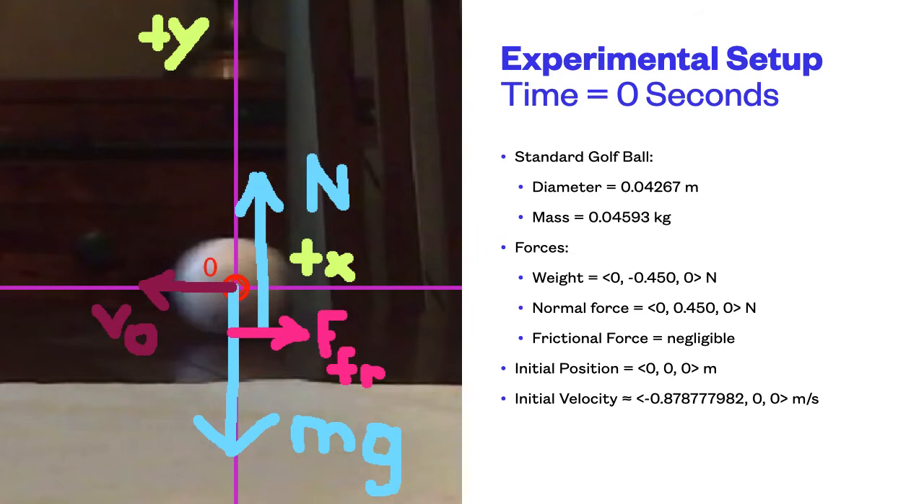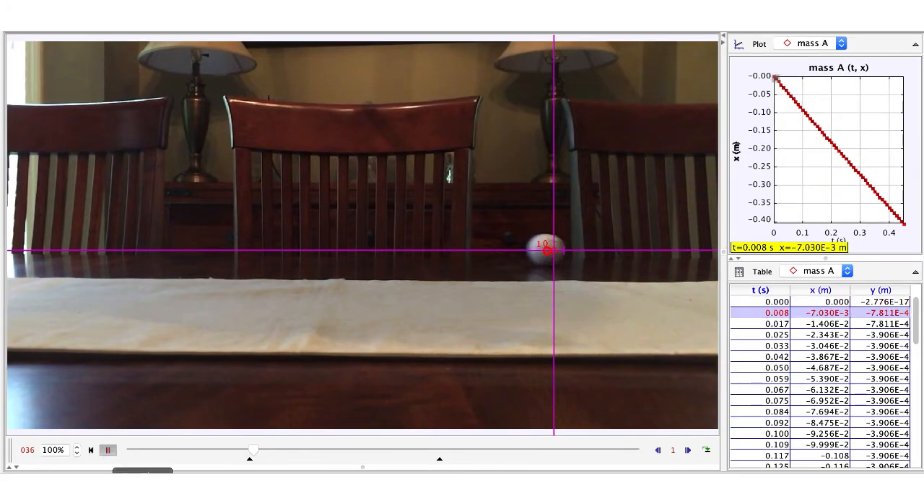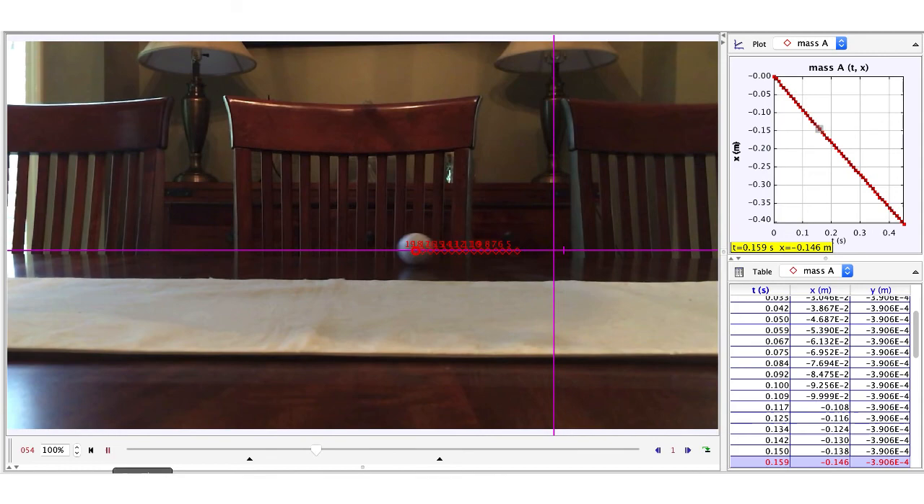Now, I've also drawn in the initial velocity, which I calculated by finding the average velocity observed, by finding the displacement between the first two frames and dividing by the 0.008 seconds that elapsed between these frames. And since the ball was going to the left, the initial velocity ended up being negative 0.878 meters per second. So here's a little video of this ball. I've slowed it down a little bit since it was way too fast to see.